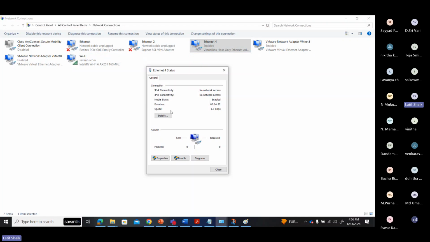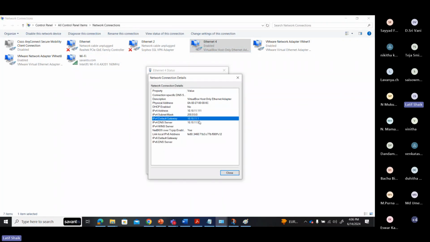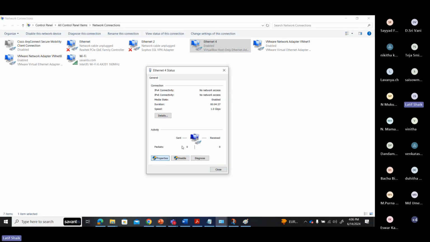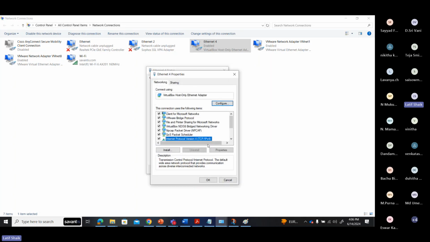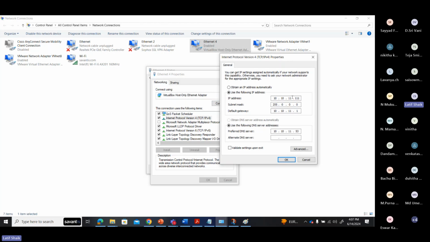See, this is my adapter. I have some IP address, then I am able to change it. See, I go again to this manual option. If I want to change this, I can change it. Manually, I'm changing it.